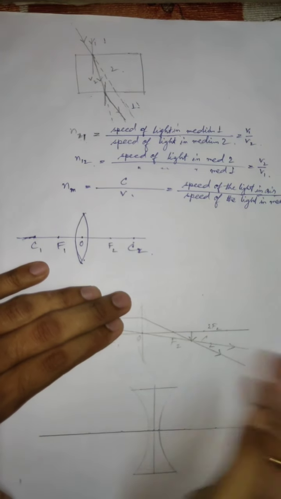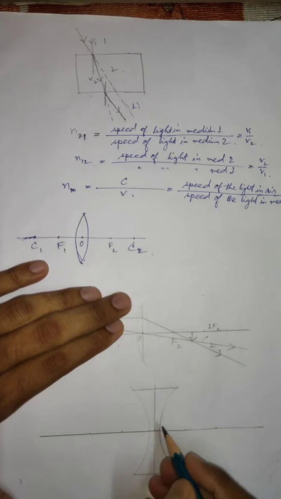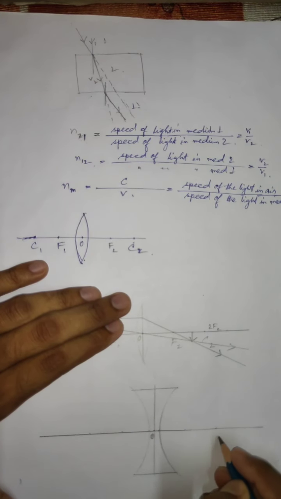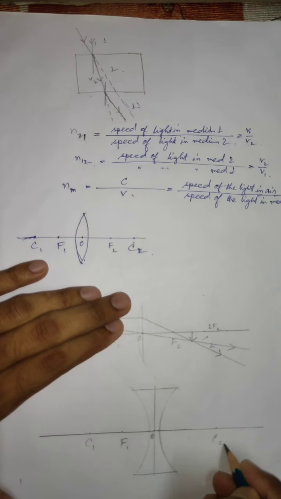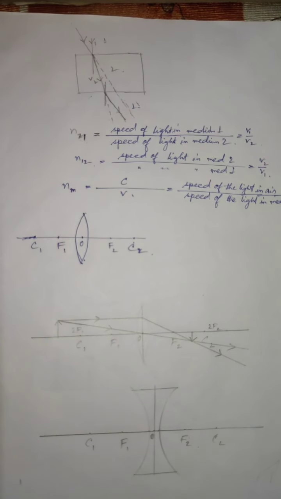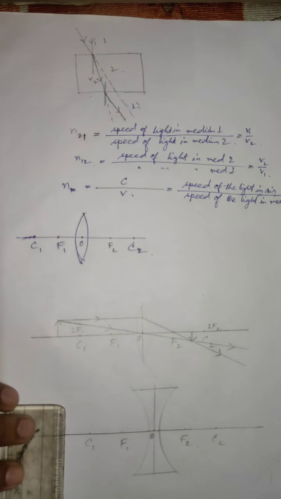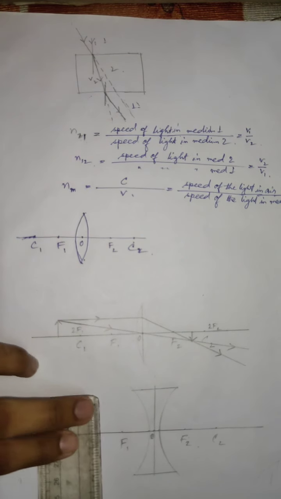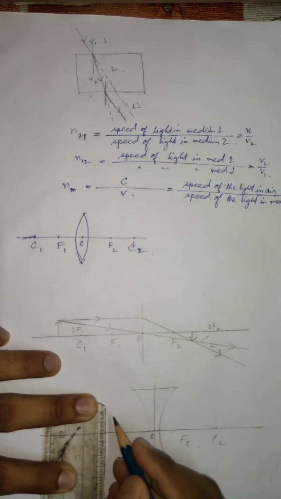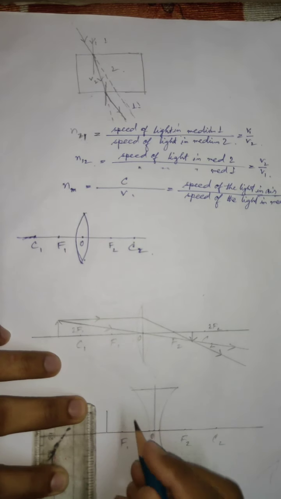See, the concave lens is formed. This is the optical center, and this is C1, F1, C2, F2. Now place the object. The object is placed between 2F2 and F1. Sorry, here I am placing it. This object, you see, this is the condition I am drawing.